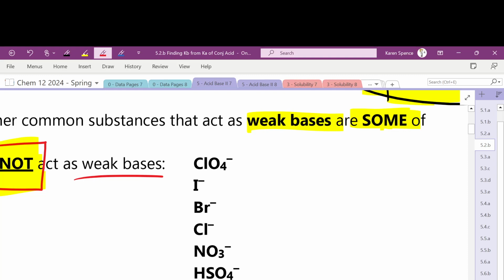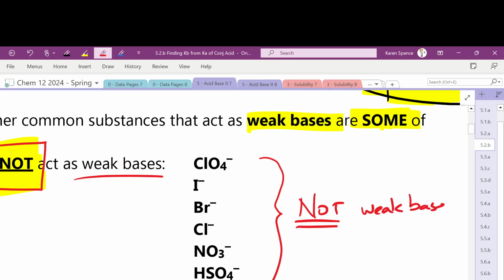What do all of these have in common? The negative sign. Well, yes, but so will all the other anions that we look at that are weak bases. These are the ones that are not weak bases. You don't recognize anything about them that looks familiar? They're all the conjugate bases of strong acids.